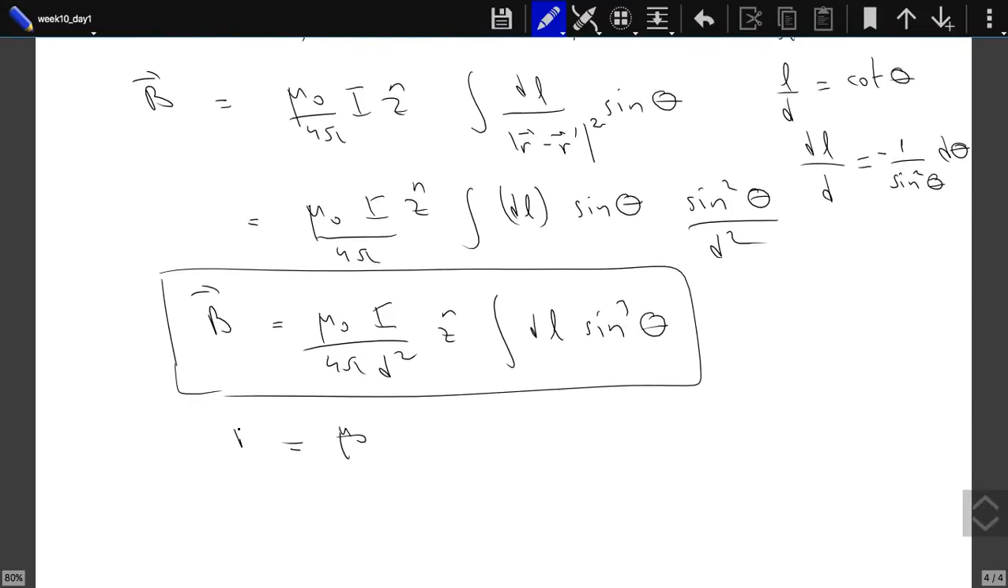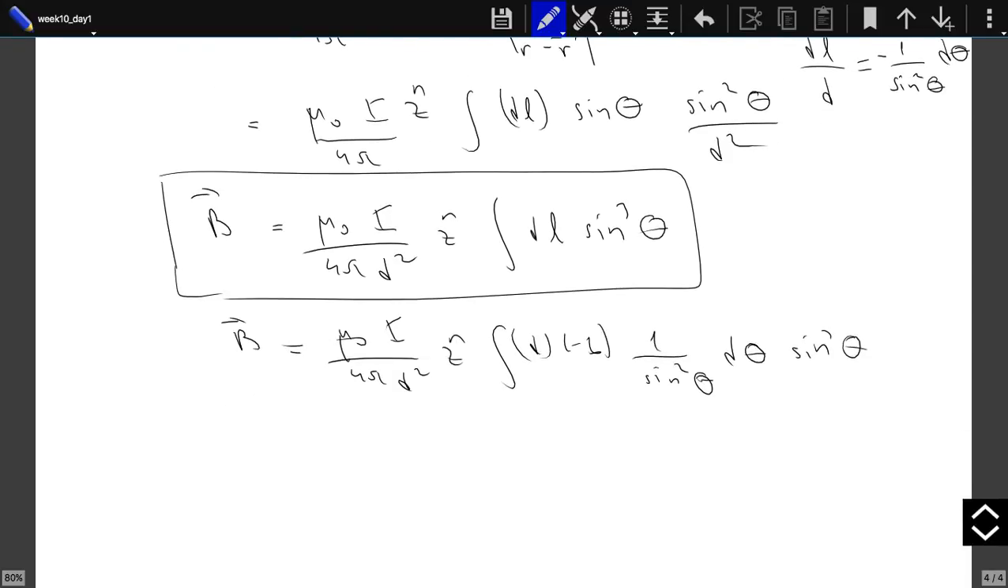So this is equal to mu 0 I over 4 pi d squared in the z direction. Instead of dl, I have d times minus 1 times 1 over sine squared theta d theta times sine cubed theta. Well, this d cancels this d over here. This sine squared cancels two of these sines over there. So we have minus mu 0 I over 4 pi d in the z direction of sine theta d theta.